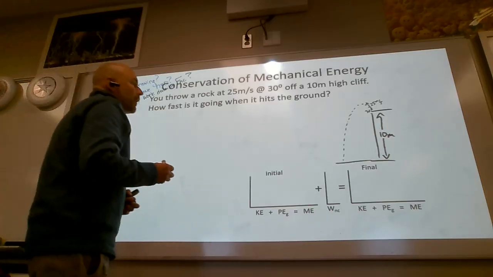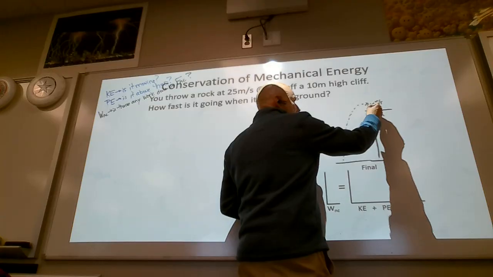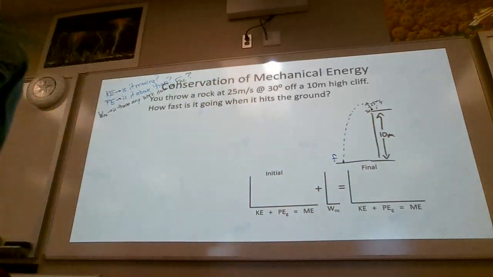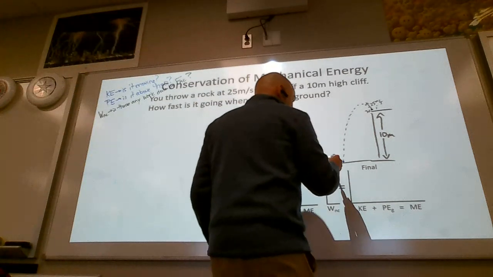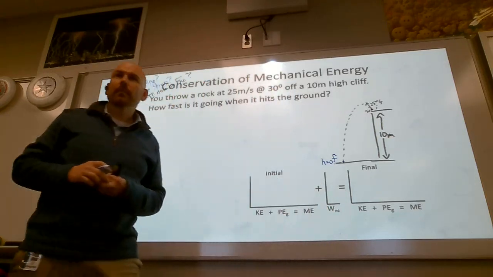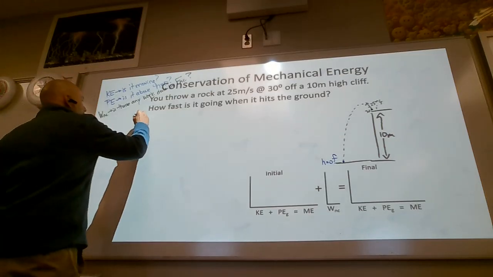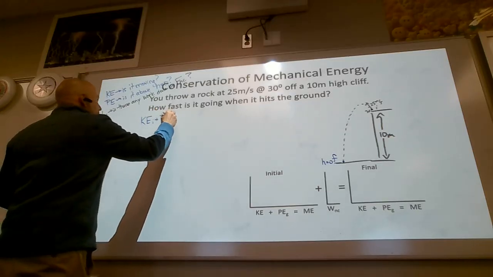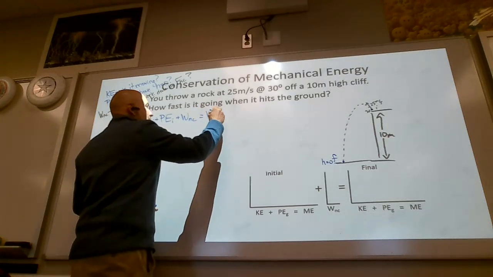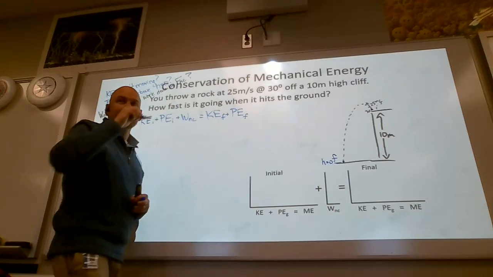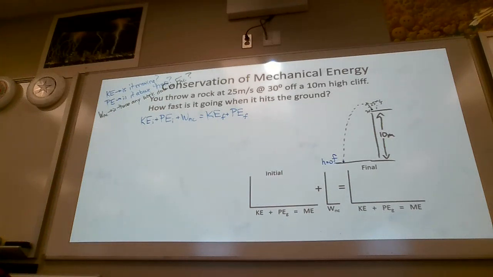Okay. So first step is define our initial and final locations. So initially and then finally. Second thing is we're going to define ground zero, the lowest point we care about. In this one, it's screaming obvious. It's going to be the ground. Okay. And then step 3 is we're going to write this equation. Remember creating this on Friday? Your initial kinetic energy plus your initial potential energy plus the work done by non-conservative forces is equal to your final kinetic plus your final potential energy.